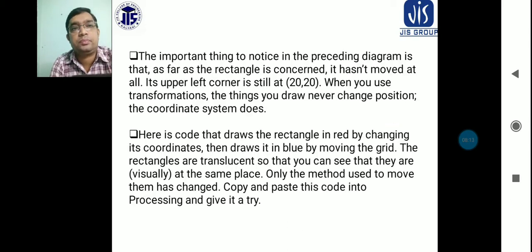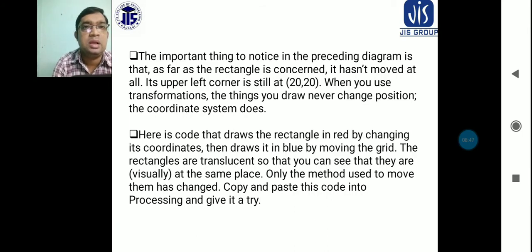And the important thing to notice in the preceding diagram is that as far as the rectangle is concerned, it hasn't moved at all. Its upper left corner is still at 20, 20. When you use transformations, the things you draw never change positions. The coordinate system does.